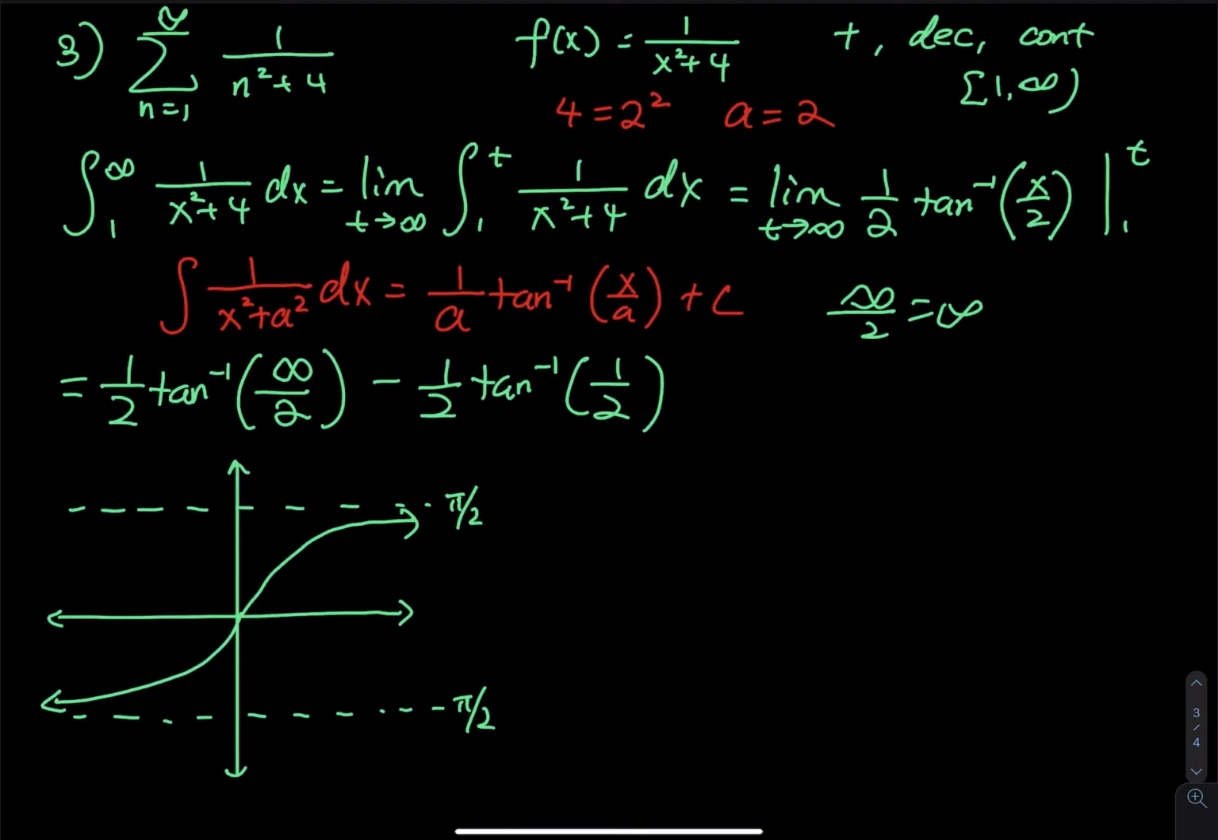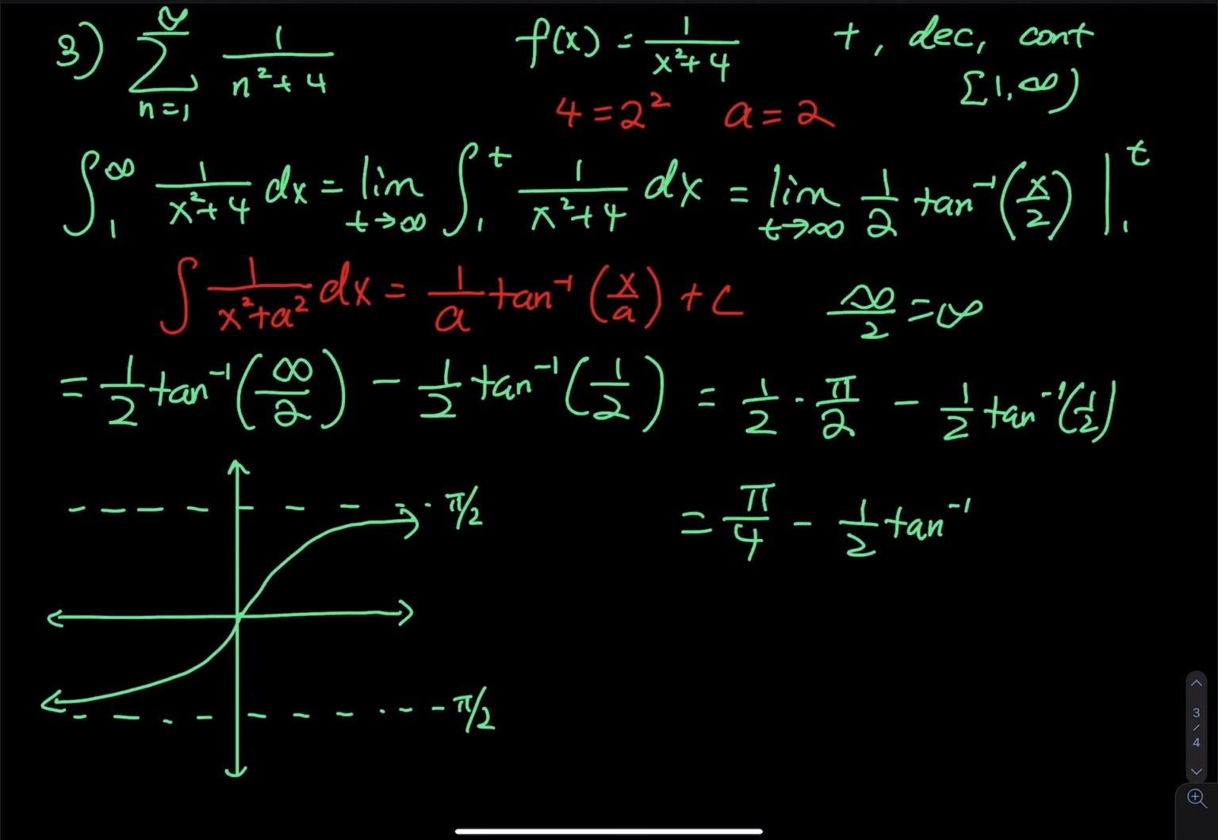So as x goes to infinity, you look all the way to the right. So what is that equal to? That is equal to pi over 2, right? And then what about the 1/2? You don't see the 1/2 in here, so it is okay to just leave it like that. So overall, you have pi over 4 minus 1/2 times inverse tangent of 1/2. You don't need to use your calculator because that's all I want to know.